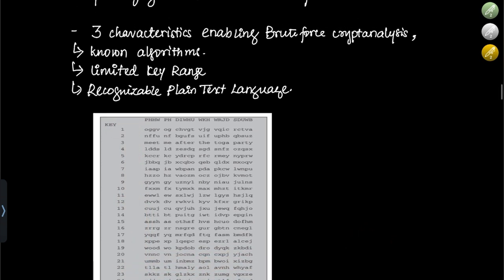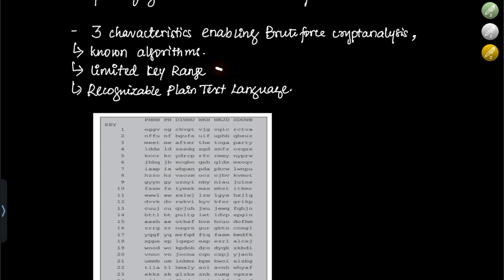So that's how we can say that Caesar cipher is very vulnerable. It is very easy to break from the attacker's perspective. Here we have three characteristics which enable brute force cryptanalysis. The first one is known algorithm, because the Caesar cipher algorithm is well known, the attacker will understand how it transforms the plain text.